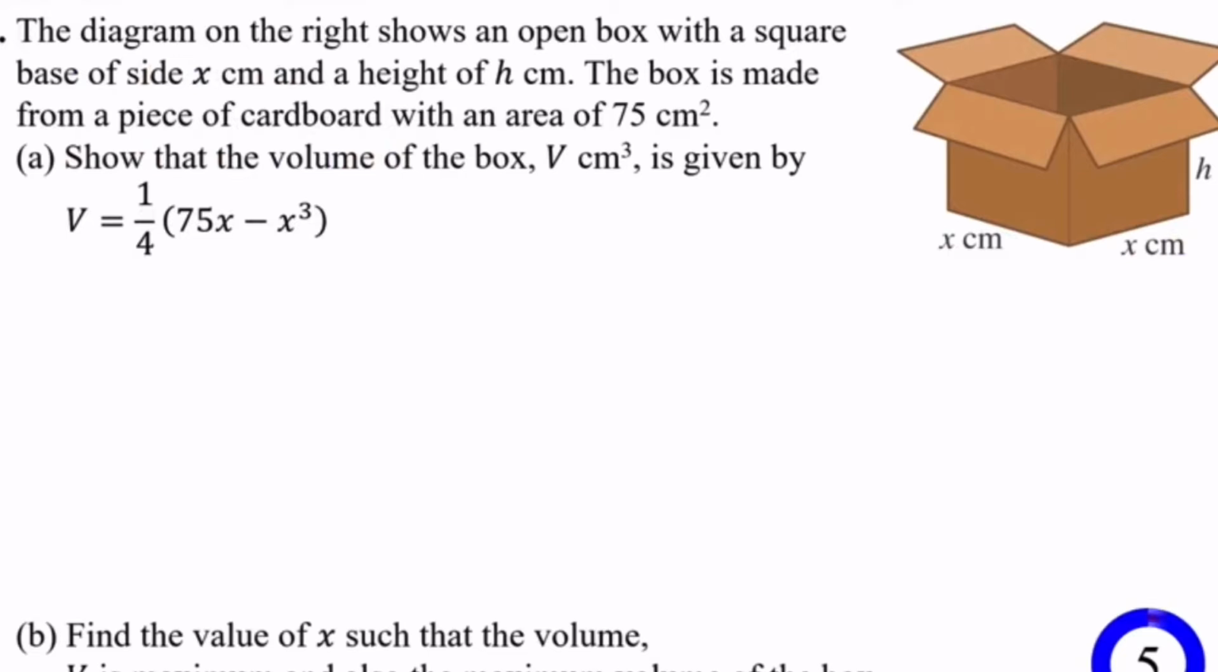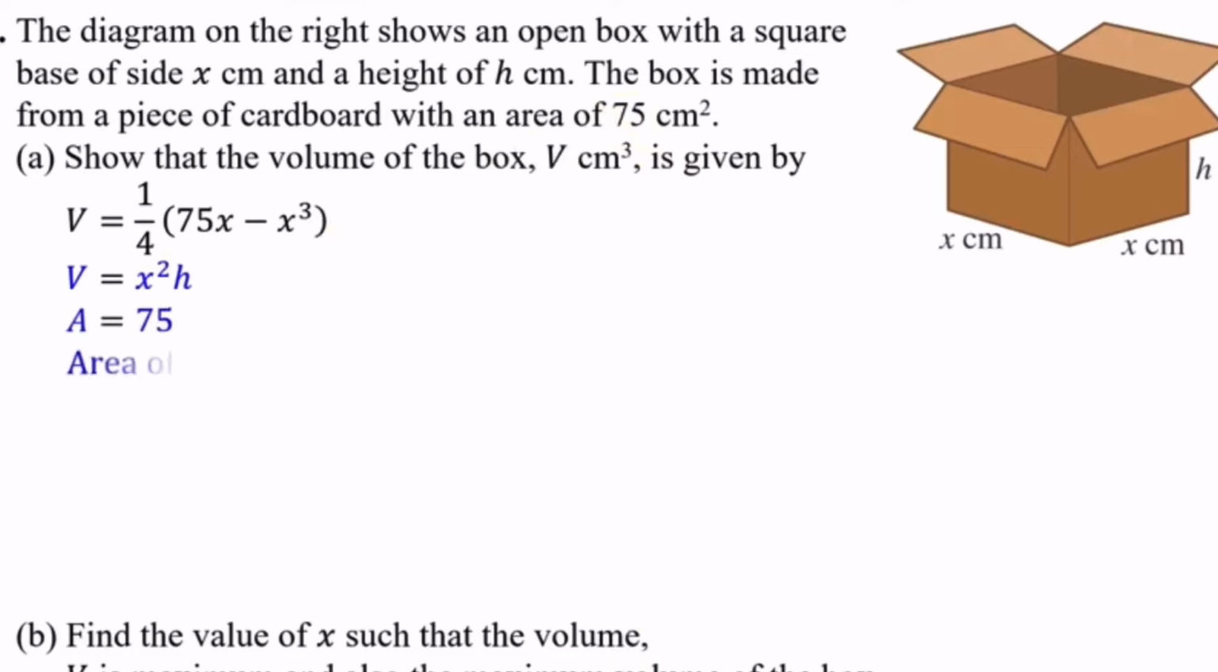Everyone. Today I will discuss application of differentiation involving maximum and minimum. Alright, so let's have a look at this question. The diagram on the right shows an open box with a square base of side x centimeter and a height of h centimeter. The box is made from a piece of cardboard with an area of 75 centimeters square. So 75 centimeters square is the area of the cardboard.